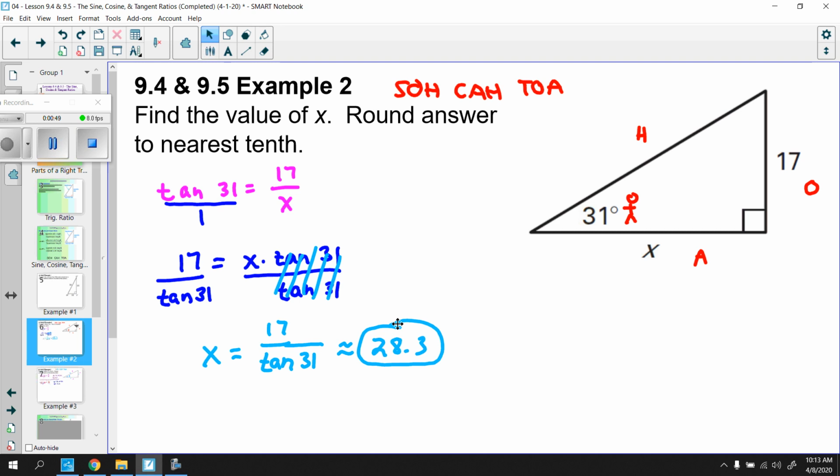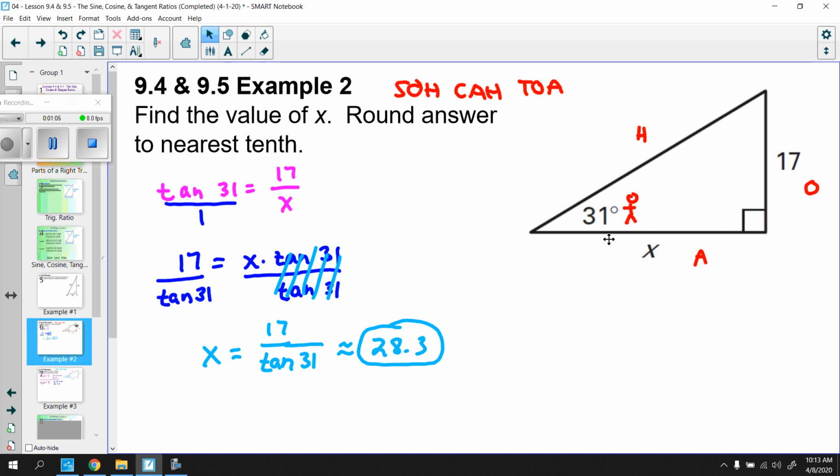The big types of problems were: here's a right triangle, and we're missing one of the side lengths. We can't use the Pythagorean theorem. It's not a special right triangle. It's not a 30, 60, 90. My only option to find an unknown side length would be to use trigonometry.